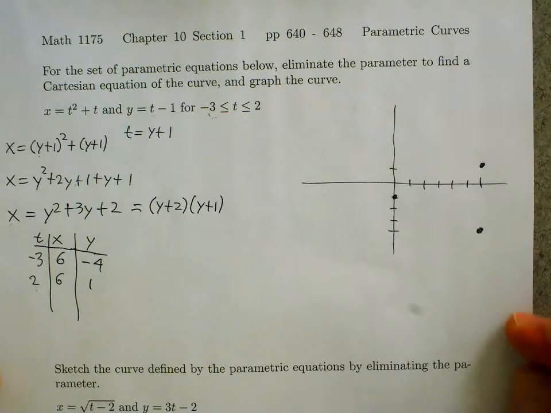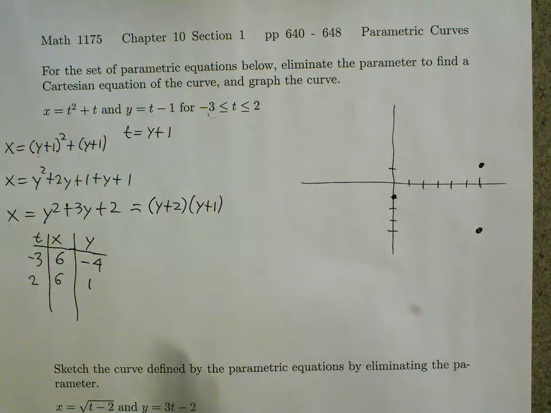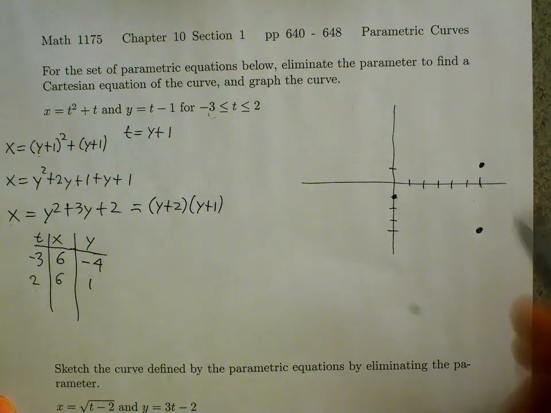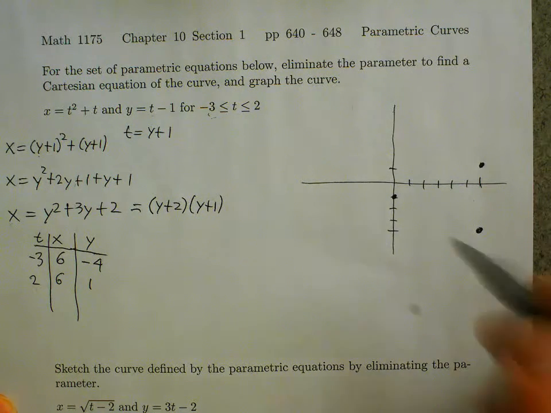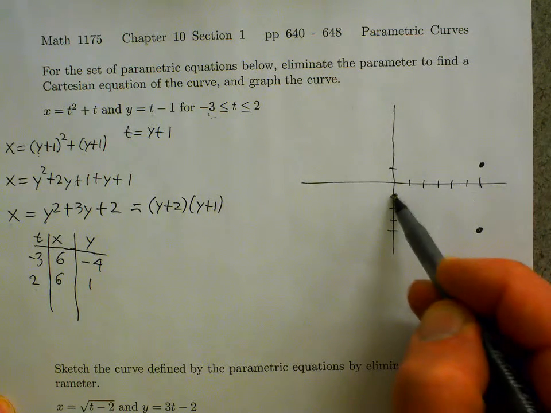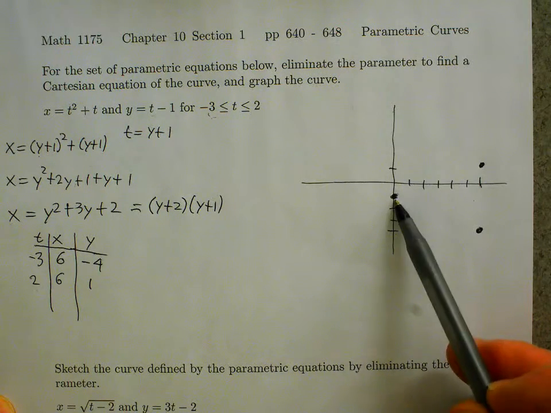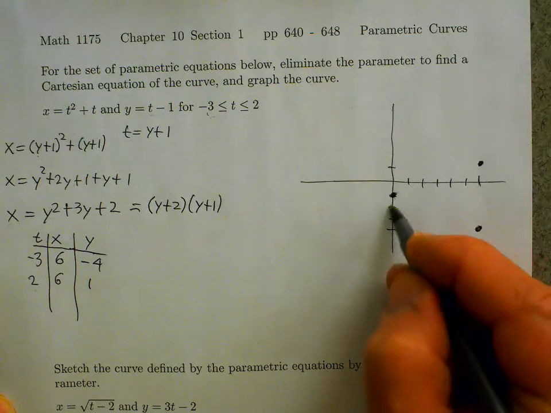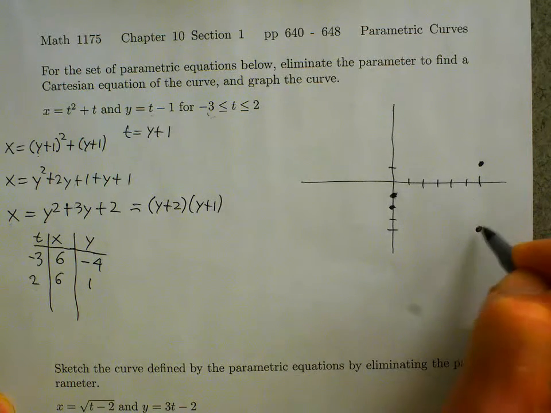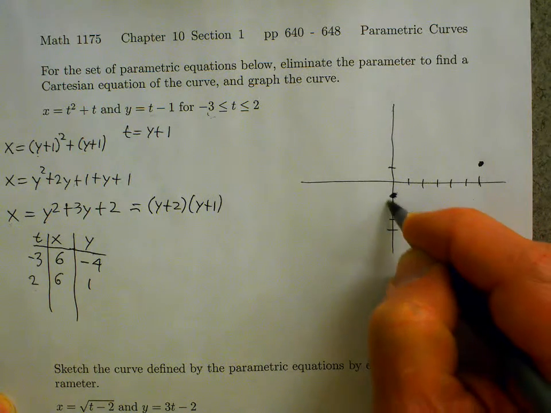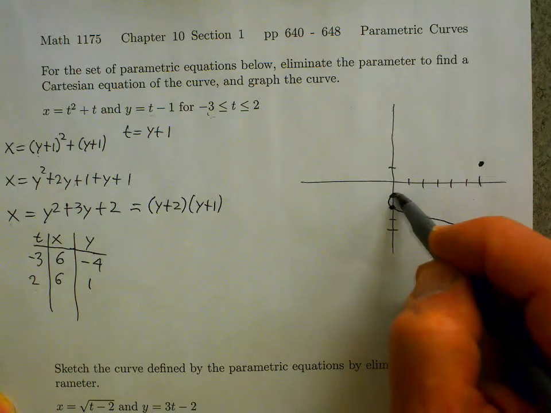I think I made a mistake somewhere. Oh. Not yet, but almost. Okay, so one of the y-intercepts is -1, and the other one is -2. So it's a parabola that looks something like this.